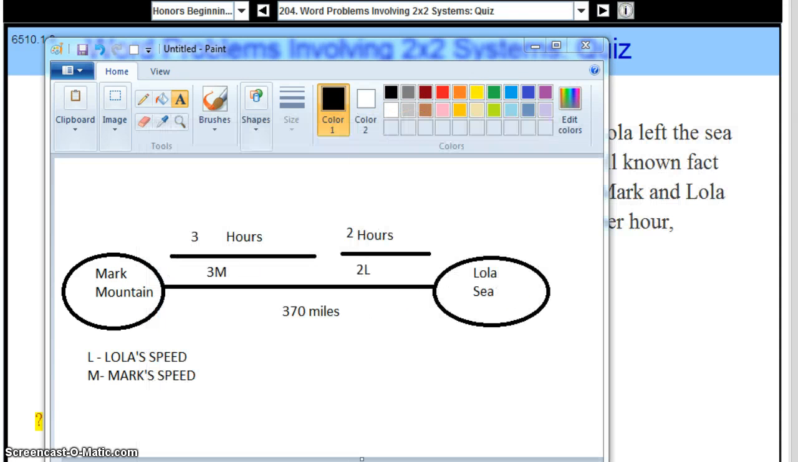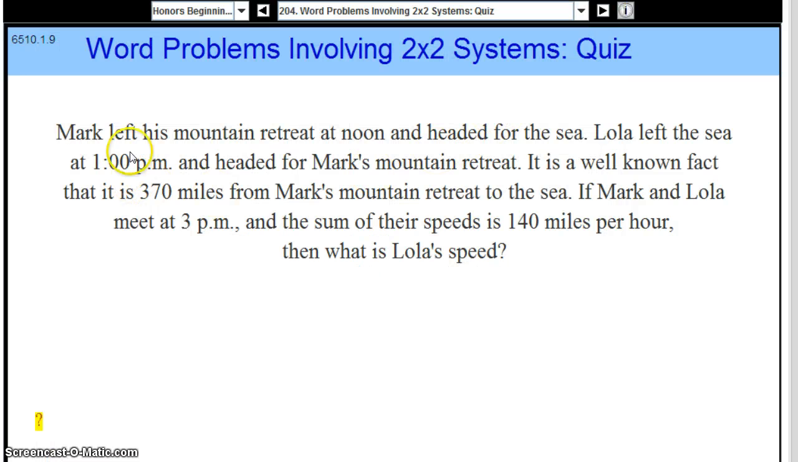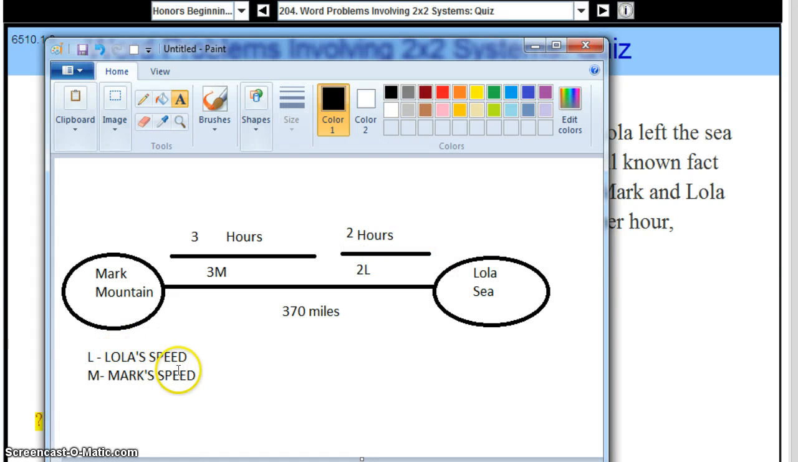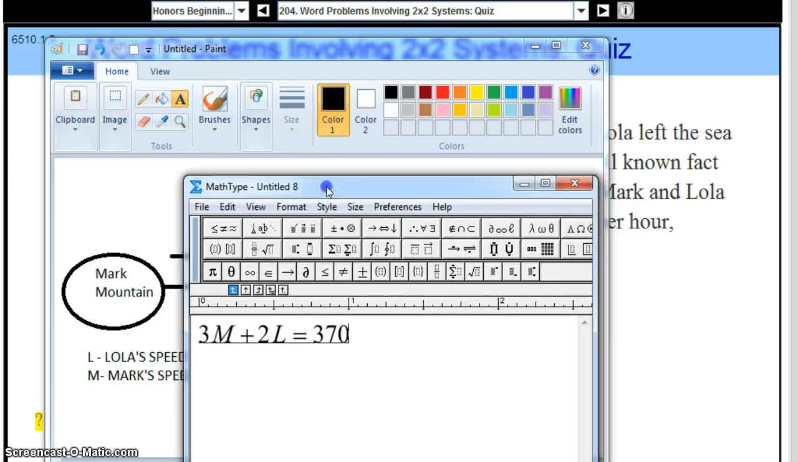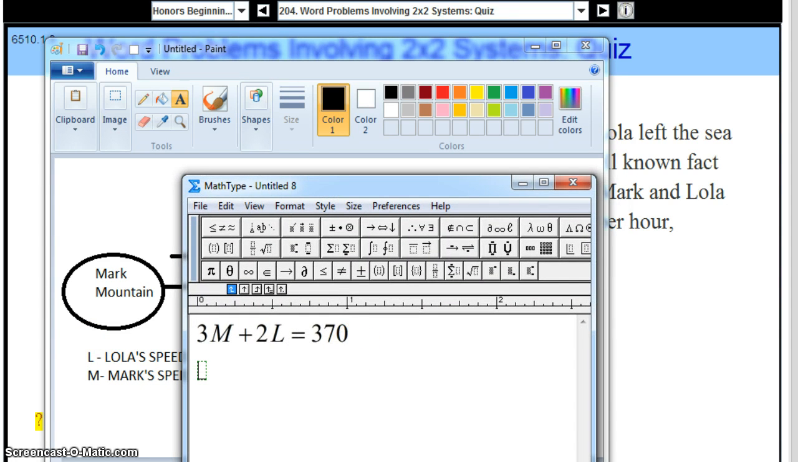What other equations can we write? So let's reread this. Okay, here's another piece of information. If Mark and Lola meet at 3 p.m. and the sum of their speeds is 140 miles per hour, what is Lola's speed? Well, again, let's look at what we wrote down here. We did L is Lola's speed and M is Mark's speed. So if the sum of their speeds is 140 miles per hour, well then L plus M equals 140.